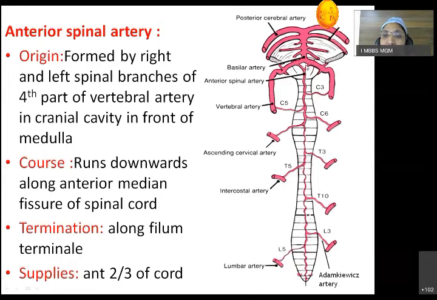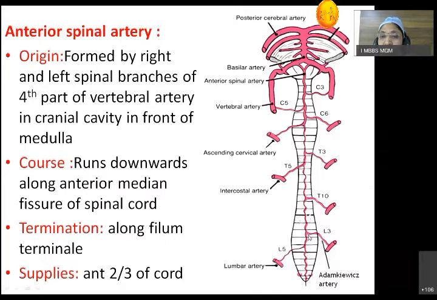The anterior spinal artery is formed in the cranial cavity in front of the medulla with the help of two small spinal arteries, which are branches of the fourth part of the vertebral artery. So here you can see the fourth part of the vertebral artery, and these are the two small spinal branches which join with each other in the center and then run downward along the anterior median fissure throughout the spinal cord, that is, up to the level of the L1 vertebra.